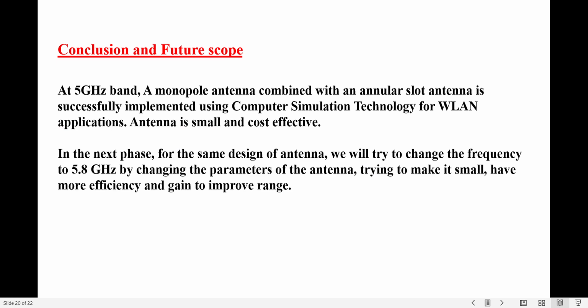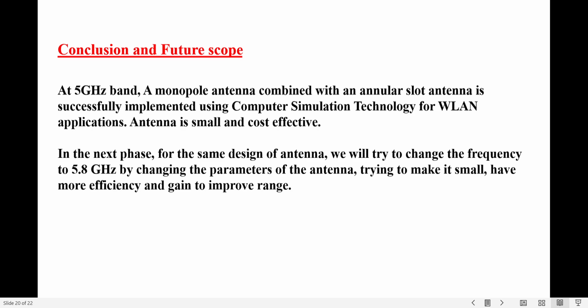At the 5 GHz frequency band, a monopole antenna combined with an annular slot antenna was successfully implemented using computer simulation technique for WLAN applications. In the next phase, that is future scope, for the same design of antenna, we will try to change the frequency to 5.8 GHz from 5 GHz by changing some parameters like increasing or decreasing the length of the monopole, decreasing or increasing the length of the ASA, and the width of the ASA, etc. So trying to make it small, and have more efficiency and gain to improve the range.